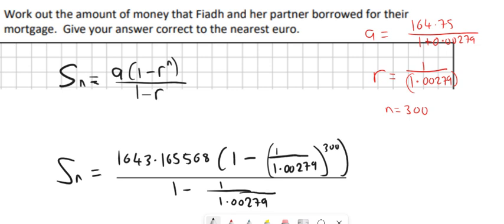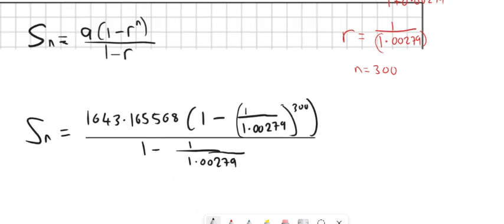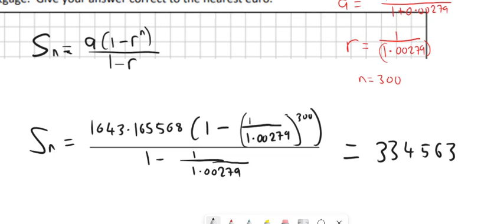Yeah, that's really what it should look like. Alright. And so the easiest thing is to put it all in the calculator together. You might have to break down some of it first, but it should work on your calculator. So 334.563. So it's correct to the nearest euro as well. So that's it.